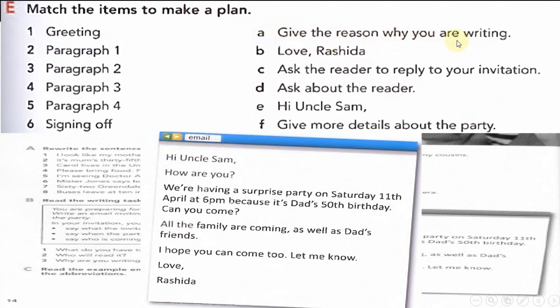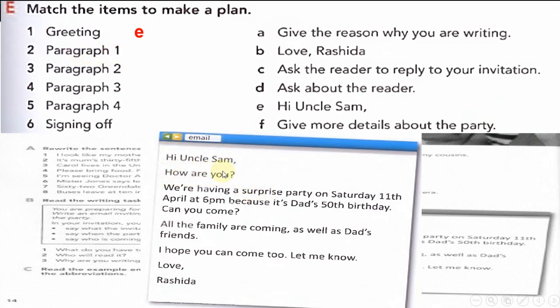Give the reason why you are writing. Love, Rashida. Ask the reader to reply to your invitation. Ask about the reader. Hi, uncle. Give more details about the party. So, which one of these is the greeting? Actually, you always start your email with a greeting. Look at it. So, it's E, actually.